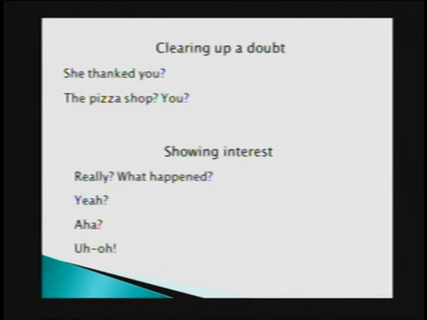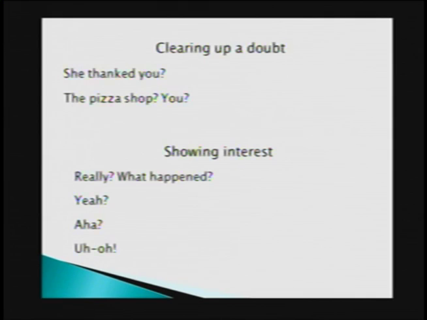The person is surprised. The pizza shop? You? Right? He doesn't believe that Rick has a job in the pizza shop. So the pizza shop, you, Rick? Maybe Rick doesn't like to work that much. That's why his friend is asking, right, for information. And he's clearing up a doubt. He doesn't believe it. Él no está seguro. Él está dudoso de que su amigo Rick pueda estar realizando un trabajo no los domingos.